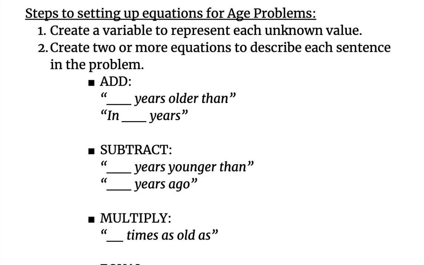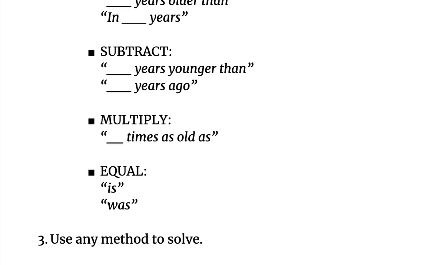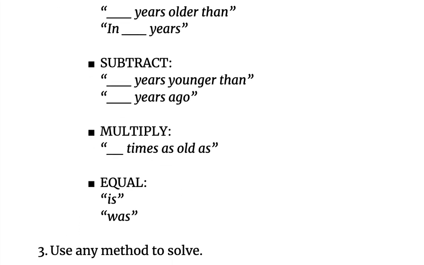While for addition, it's in however many years, so we're adding to get to the future. And if the problem says blank times as old as, the times tells you to multiply. Now here's something that's a little different in terms of keywords. You know, in equations you have the equal sign, but there's actually words that tell you how to get to equal. So when you see the word is or was, it tells you to use an equal sign in your equation. And we'll go over some examples of that. And then once you have your equation set up, you're going to use any method to solve your system of equations.